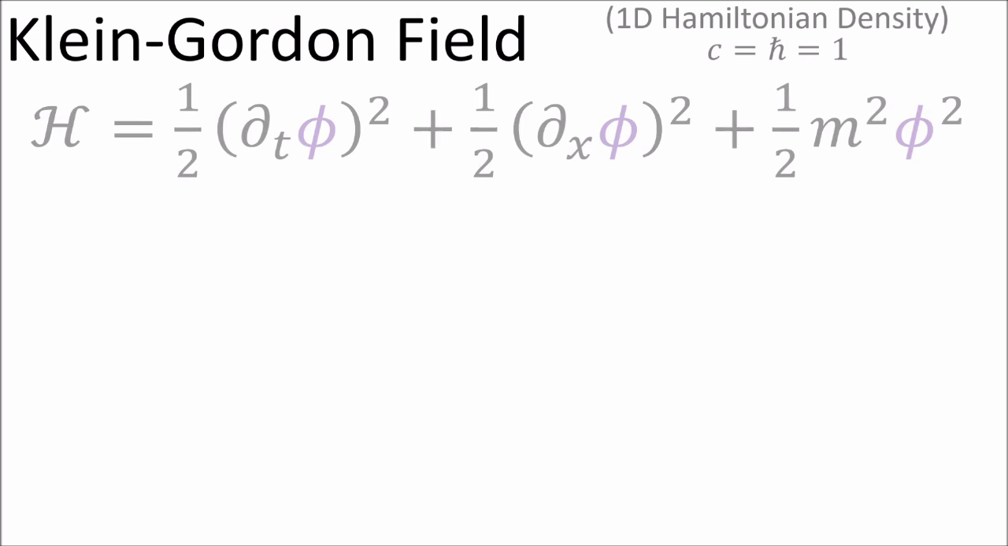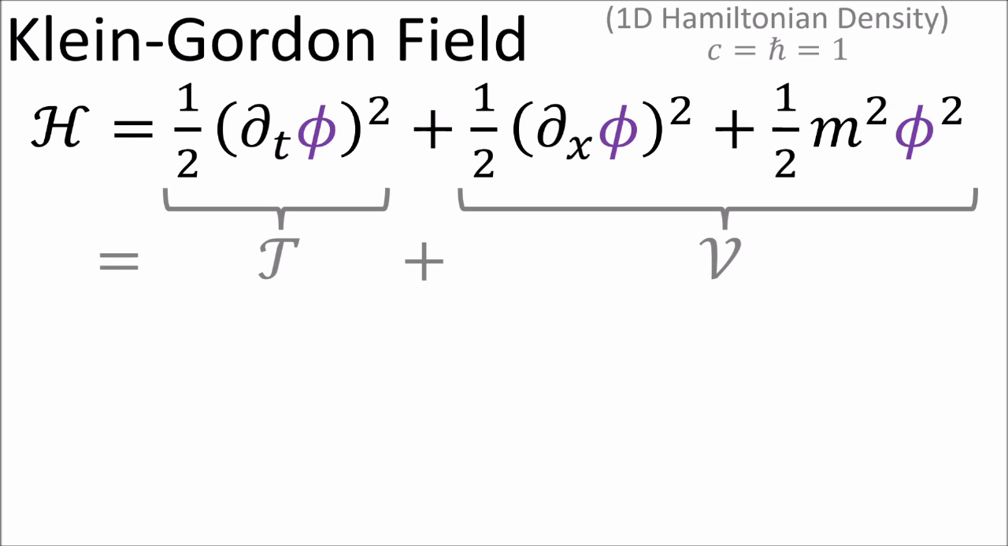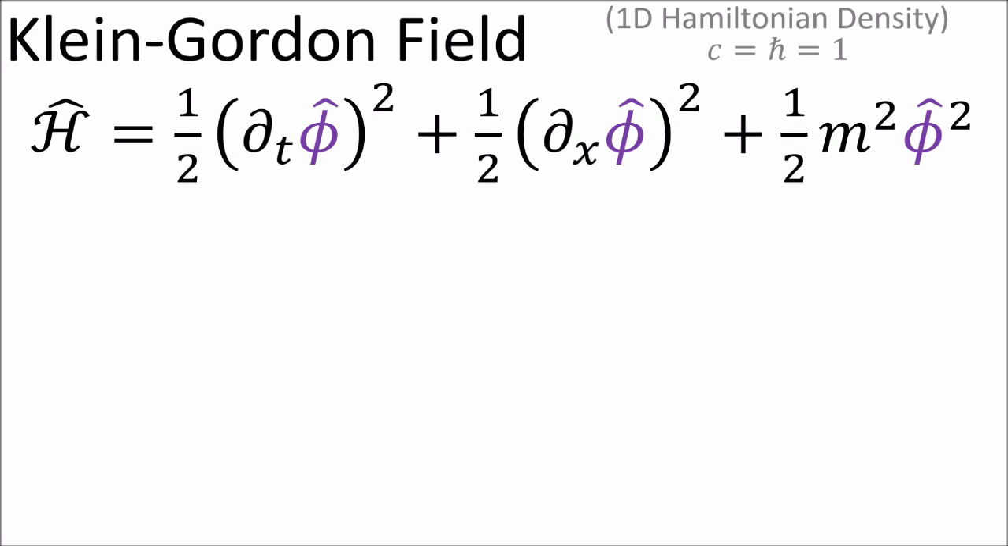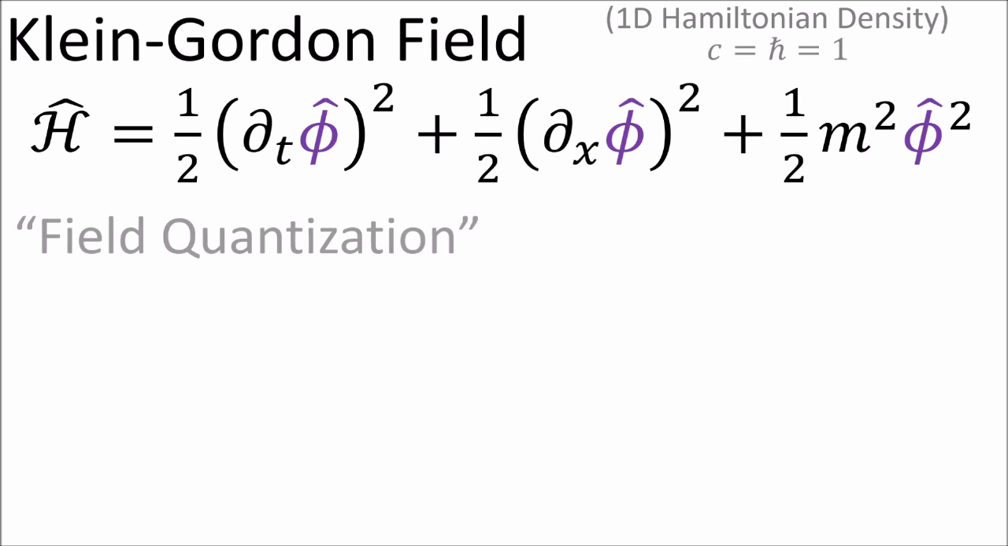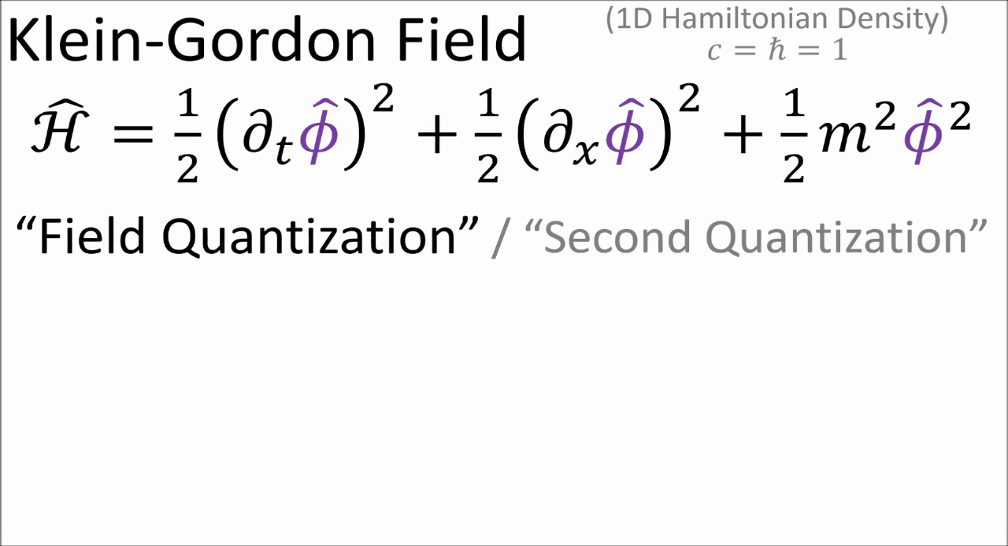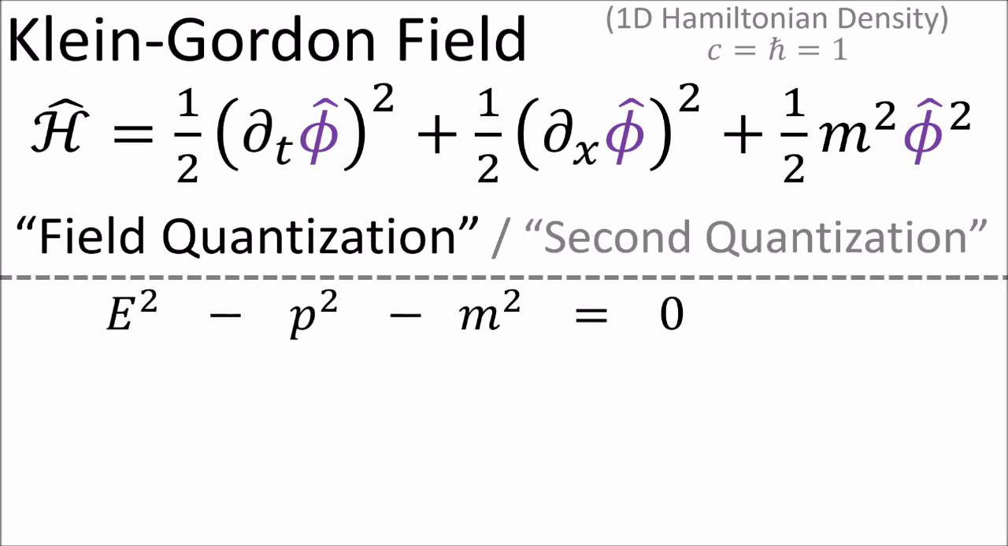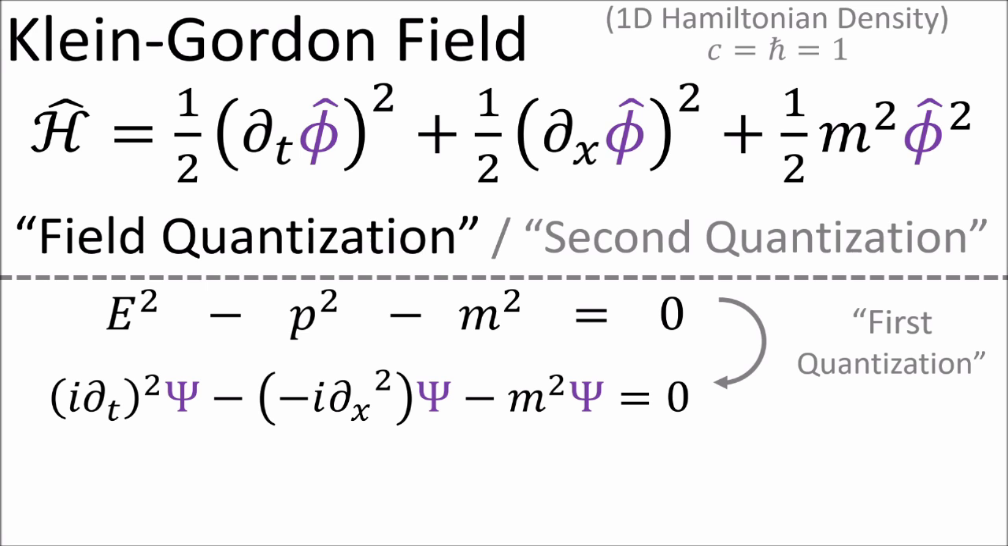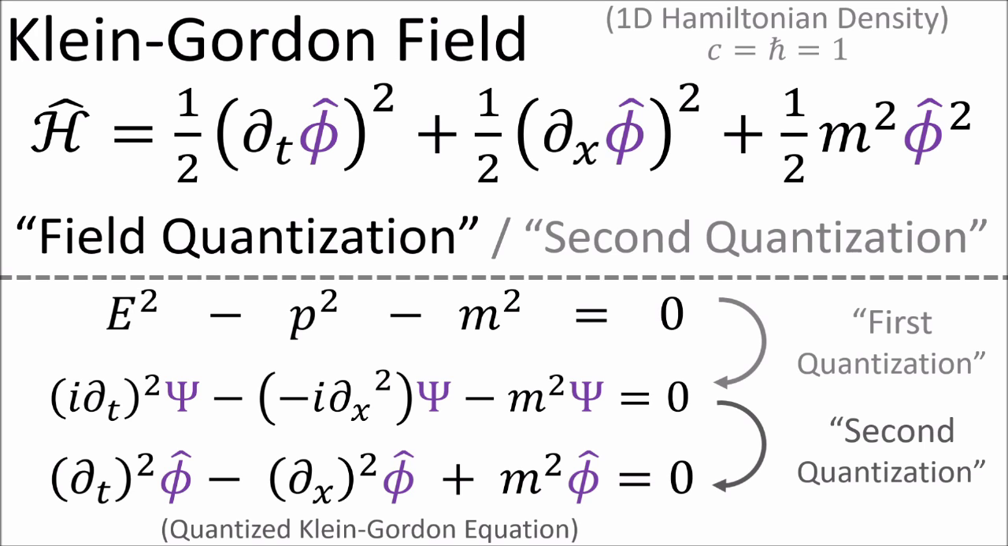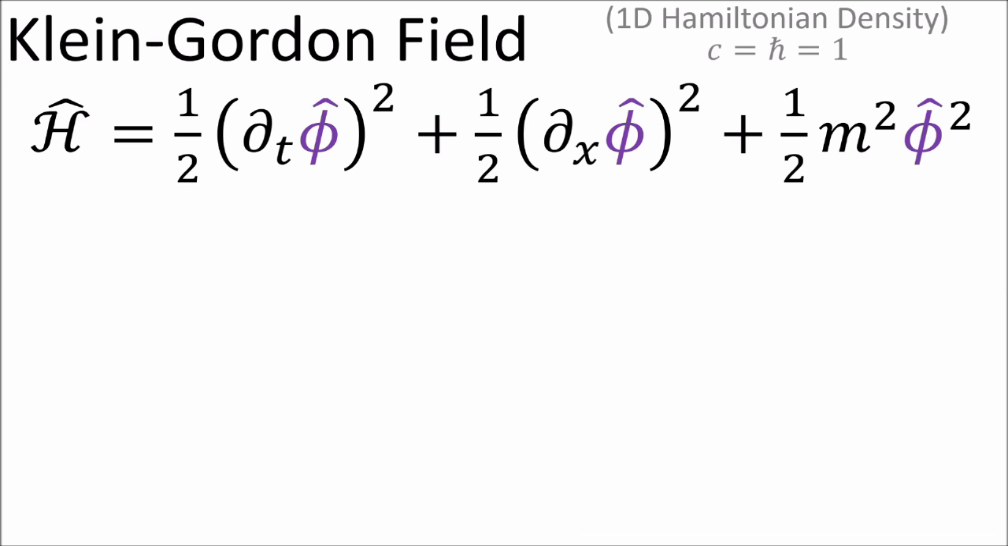Now, the Klein-Gordon field has this Hamiltonian density, with kinetic energy density added to the potential energy density. In quantum field theory, all these phi's get promoted to quantum operators. This is called field quantization. It is sometimes called second quantization, but that's a bad name that comes from a historical misunderstanding. Physicists used to think that they had to quantize the energy-momentum relation to get the Klein-Gordon equation, and then quantize it again to get the quantized Klein-Gordon field. But really, we're just taking the classical Klein-Gordon field and quantizing it once.